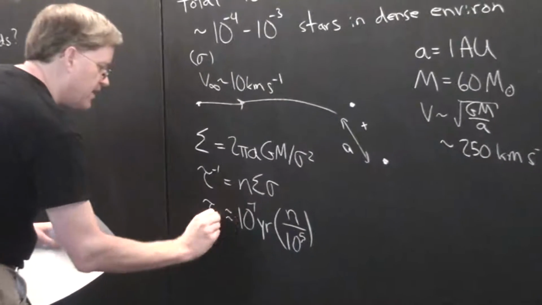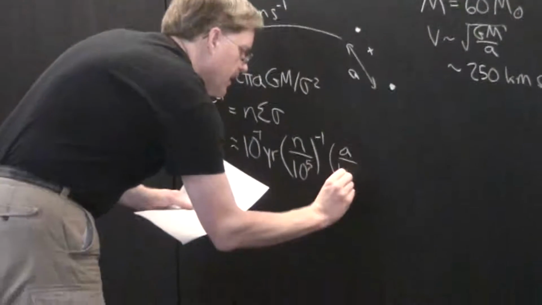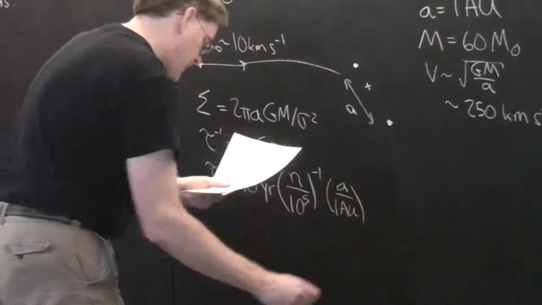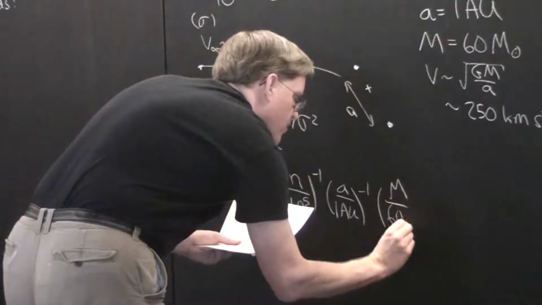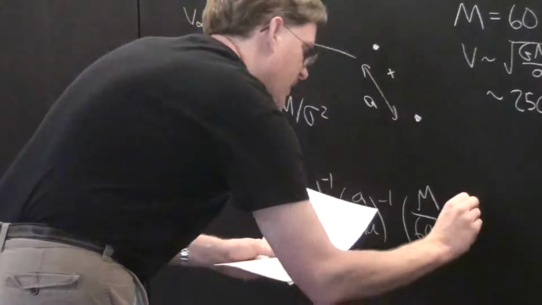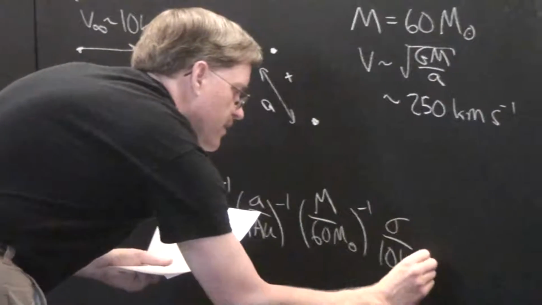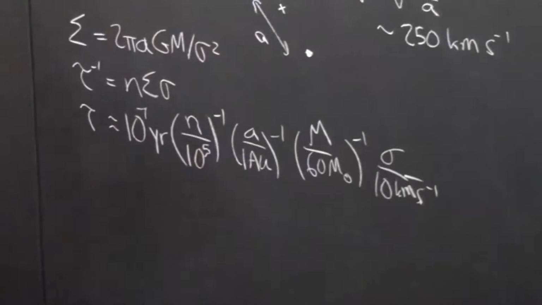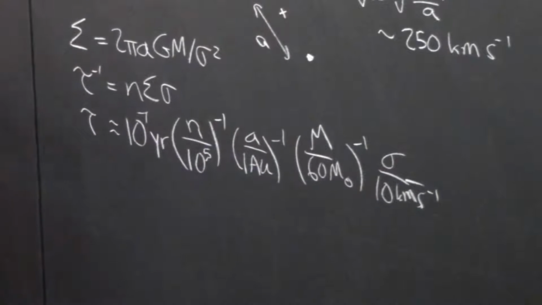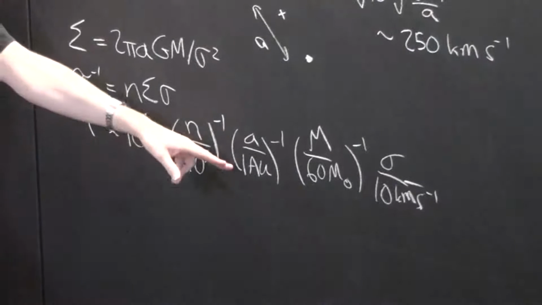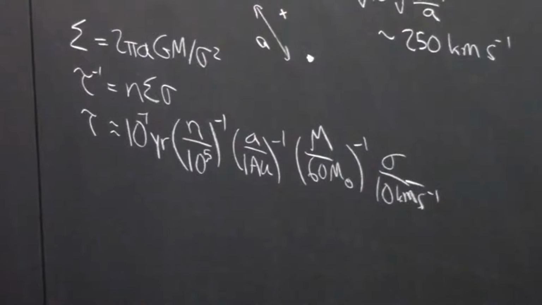So tau is 10 to the 7 years, times A over 1 AU to the minus 1, times M over 60 solar masses to the minus 1, times sigma over 10 kilometers per second. Okay, now, this is small compared to the age of the universe, and it means that in this kind of environment, with this type of semi-major axis, you're going to have a lot of encounters. So this is quite promising.